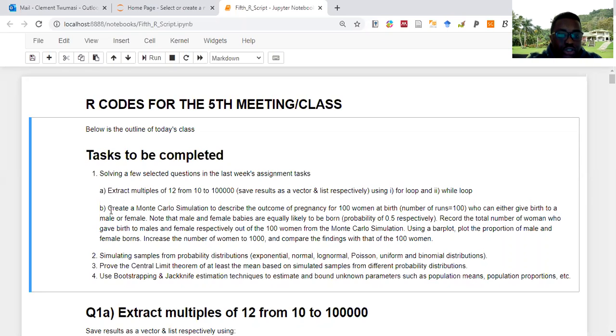We introduced that last week, and we even did it for tossing a die a number of times, just to see which faces are more likely to occur. We also said that Monte Carlo simulations are more effective when the simulation is done a very large number of times, which is something to keep in mind. The next thing is that we already started last week how to simulate probability distributions. We did some simulation from exponential, normal, log normal, Poisson, uniform, and binomial population distributions.